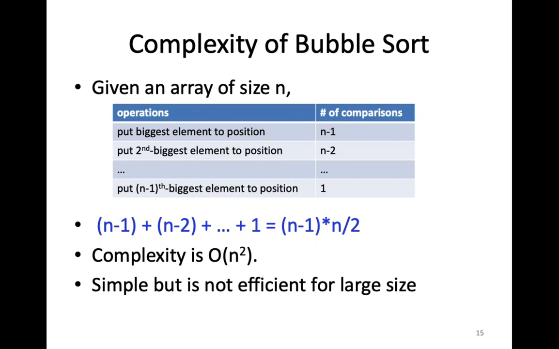Conclusion: bubble sort is simple. It works well for arrays with small sizes, but is unsuitable for large sizes. For an array with many elements, quicksort is a better option.